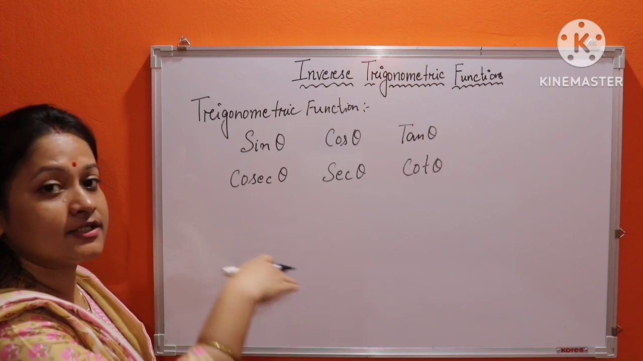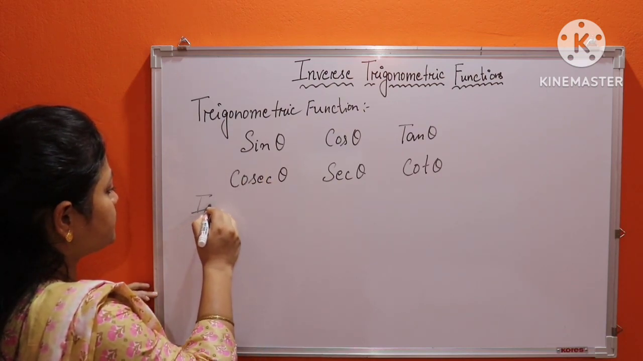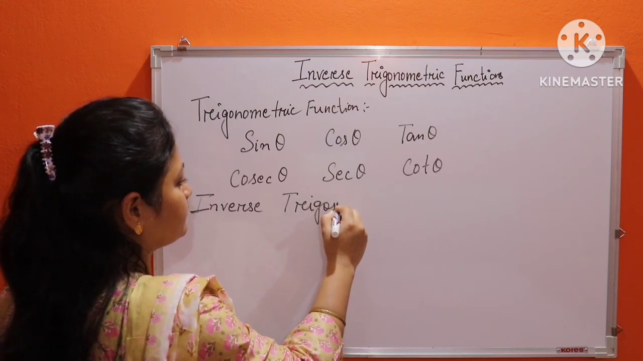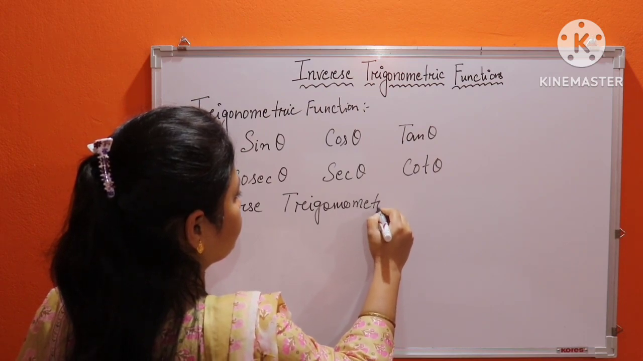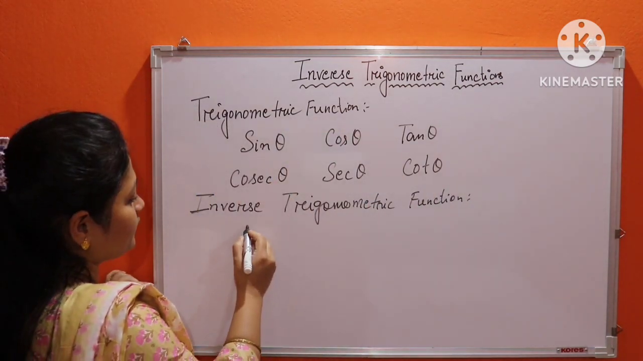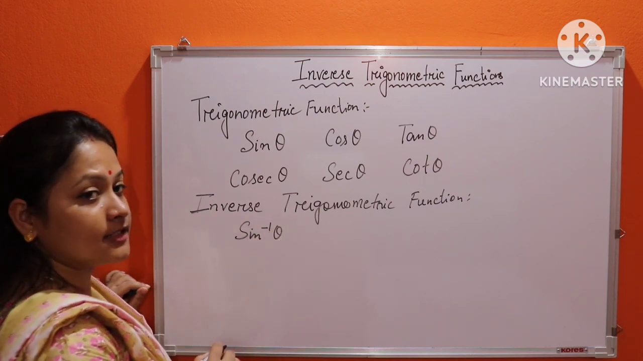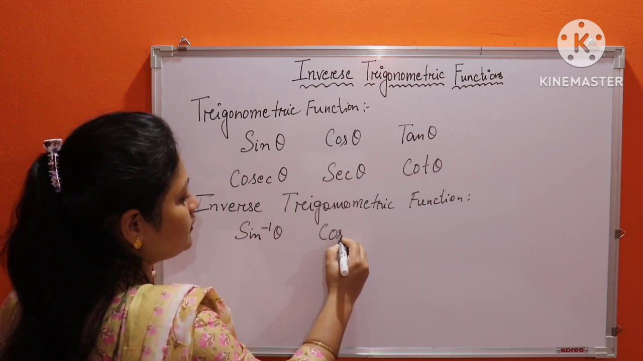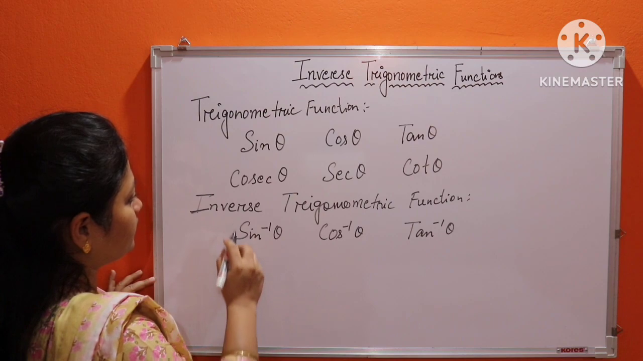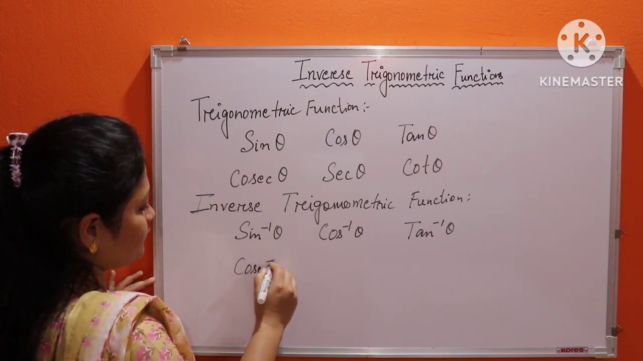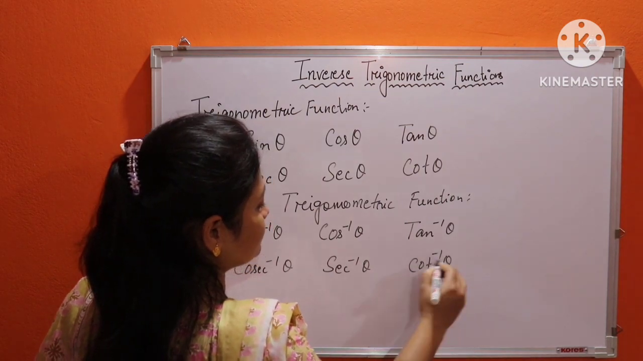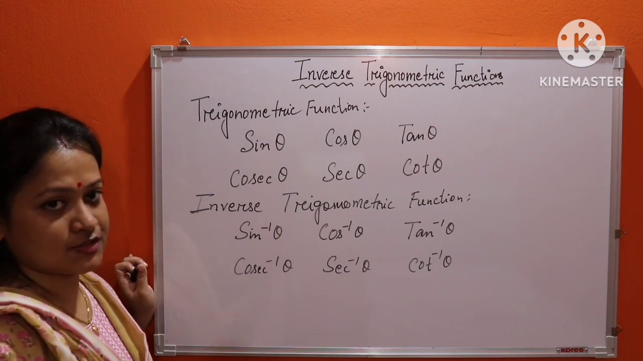What is the inverse, or the reverse, of sin theta? How can we write the reverse of sin theta? The reverse of sin theta is sin inverse theta. Reverse of cos theta, cos inverse theta. Reverse of tan theta, tan inverse theta. Cosec inverse, secant inverse, cot inverse. So these are the inverse trigonometric functions.